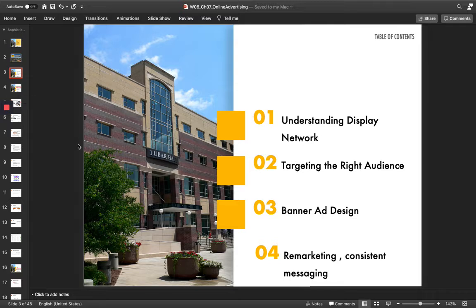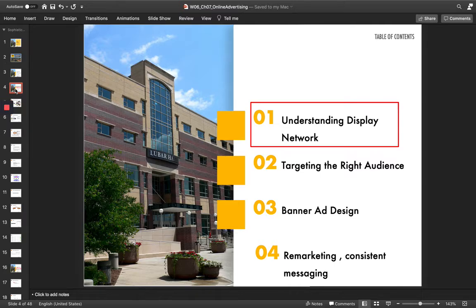We use important page locations to include the keyword phrase. We use the keyword ad planner. And here for paid marketing or online advertising, we also use some similar tactics to target the right audience for our product or service. And part 3 would be how to design a banner ad. The last part would be remarketing. What is remarketing? And how to keep your message consistent.